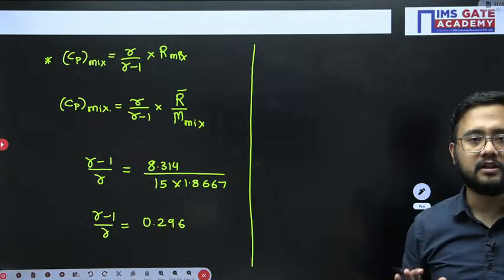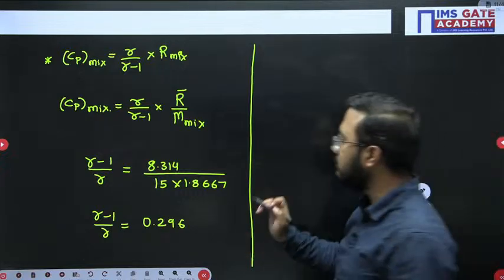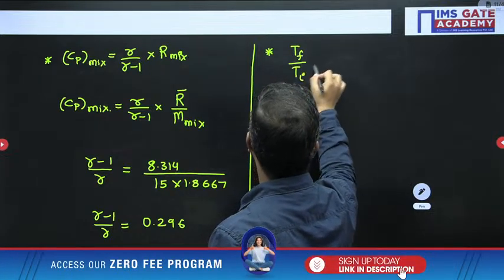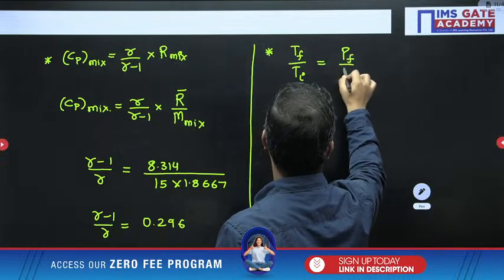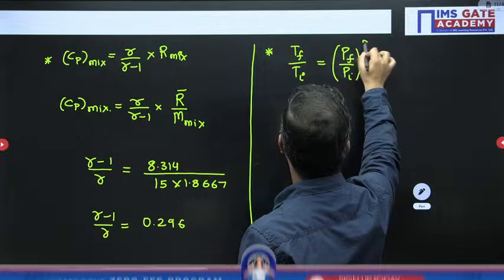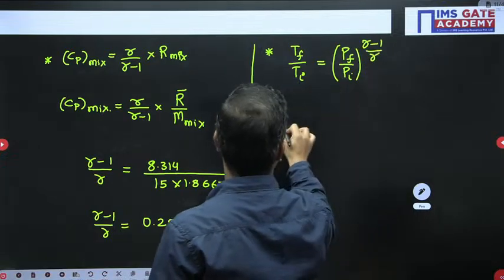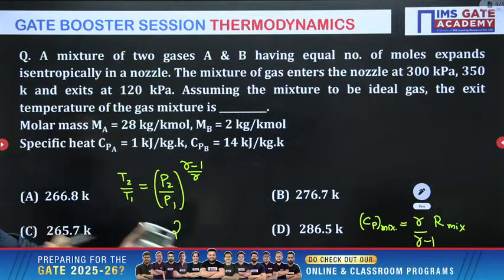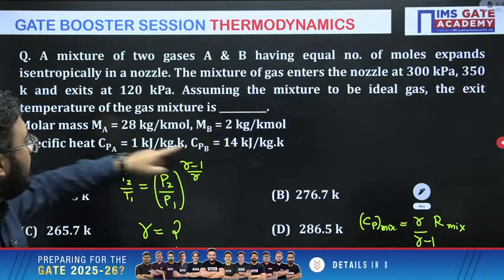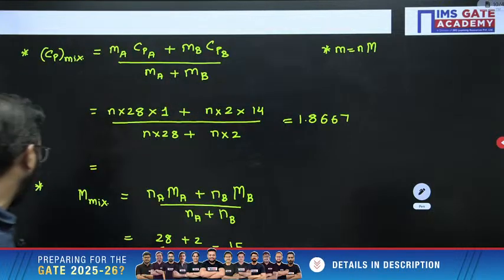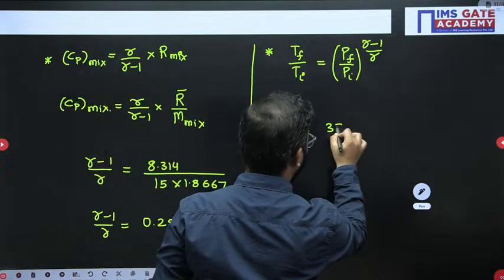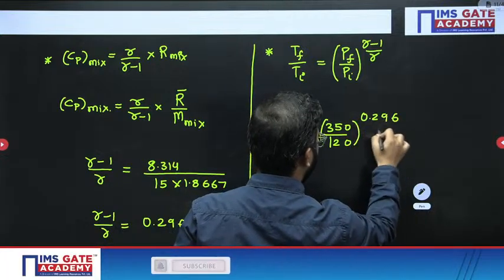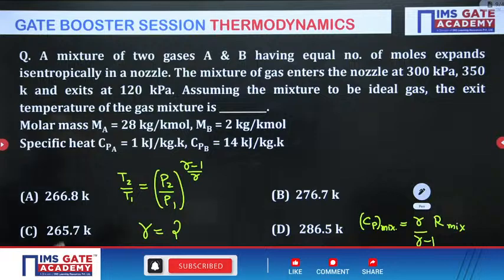In the isentropic relation. In the isentropic relation we have to use this value. So T final by T initial equals P final by P initial to the power gamma minus 1 upon gamma. So T final value. So what are the values here? We will calculate. First of all, pressure they have given initially 300 kilopascal, and after exit it is 120. So 120 by 300 to the power 0.296 into T initial. T initial was 350 Kelvin.